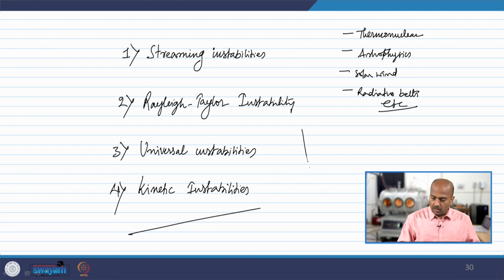Let us say you have this potential well. Okay. You see this particle which is existing here, you put a small perturbation to this particle.